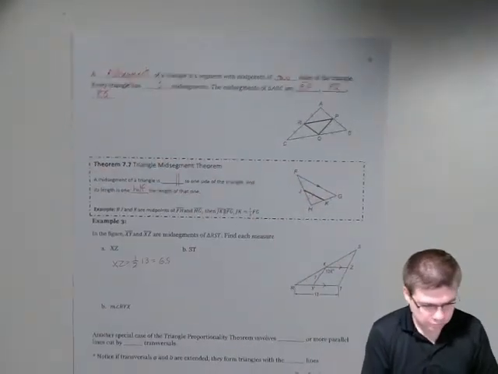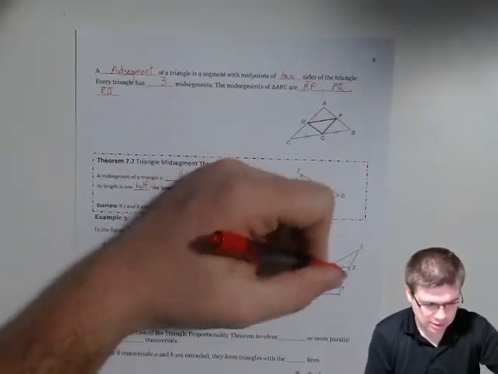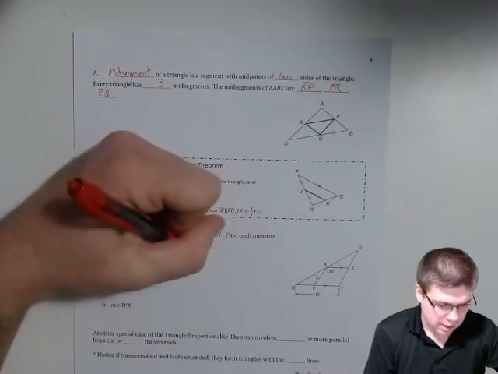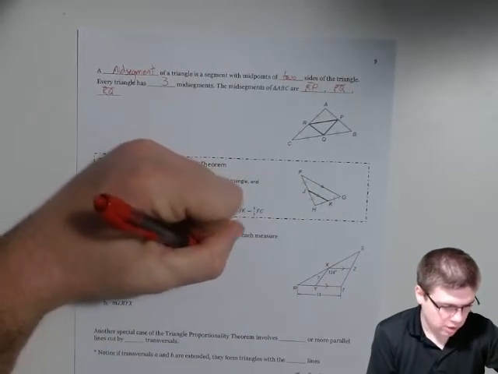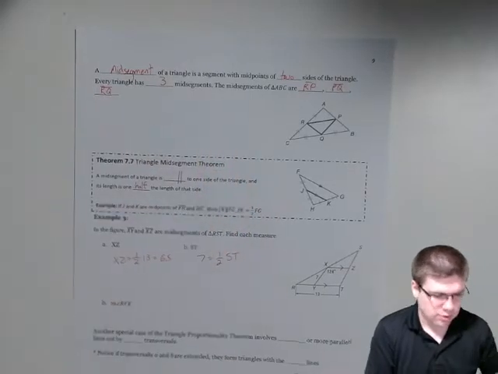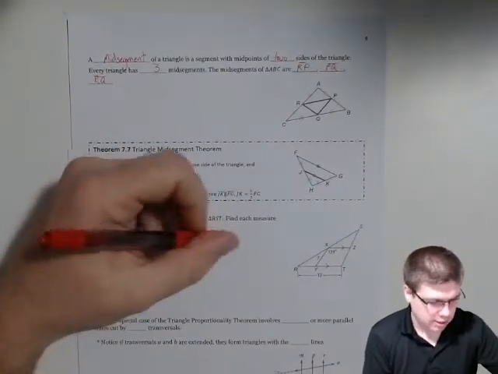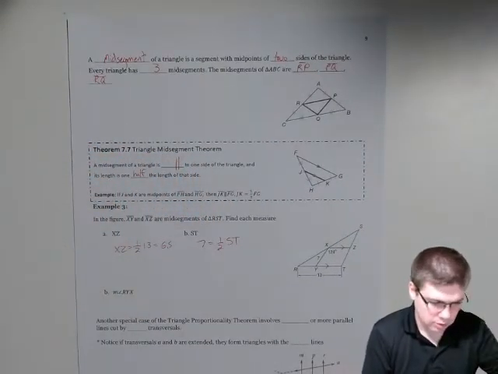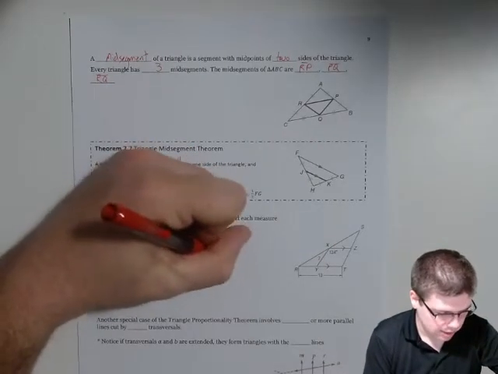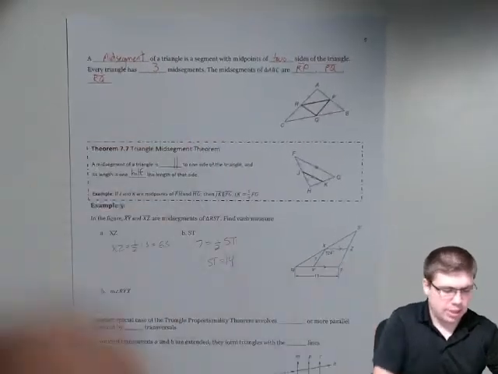ST, well, I know that this is a mid-segment, and then it's going to be half of that one, so I could say that 7 is equal to 1/2 of ST, and then just solve for ST. Divide by 1/2, which is the same thing as multiplying by 2, and so we get ST is 14. It's going to be double that length.